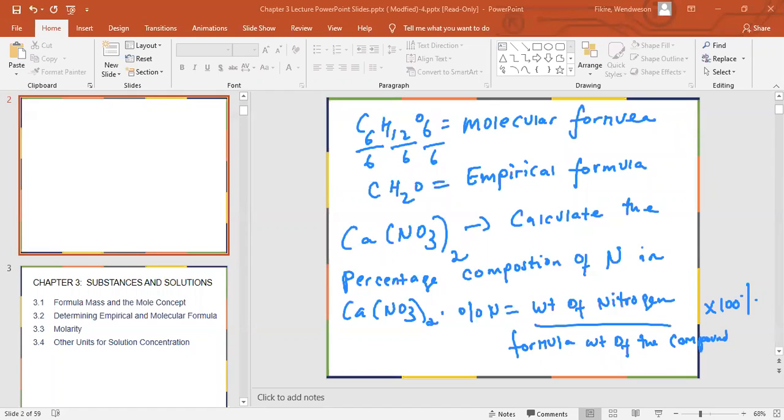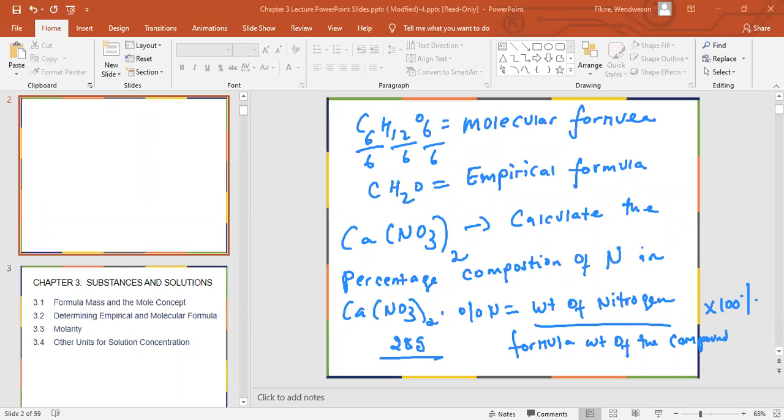So the weight of nitrogen divided by the formula weight of the compound times 100. How many nitrogen atoms do we have? We have 2 atoms of nitrogen, which in weight would be about 28 grams, over the formula weight of the compound. Remember, this time I'm calculating the percentage weight of a single element from a compound. So 28 grams over the formula weight of the compound, which I have to calculate.